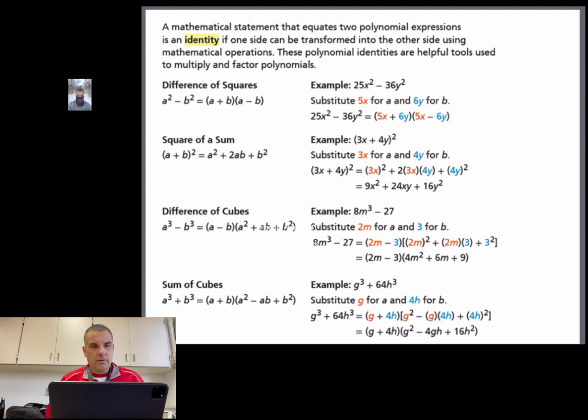All right, welcome back. We are going to do chapter 3.3 today, I think, is what this one is. Yeah, 3.3. So we're going back a little bit today, and we're going to talk about polynomial identities today.